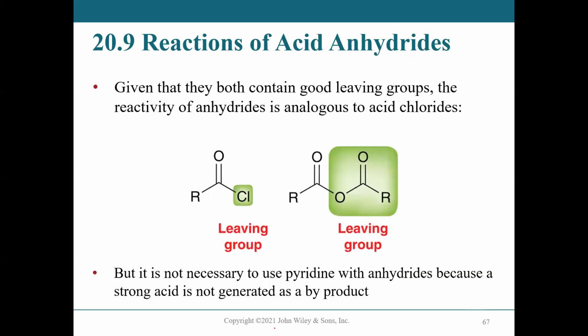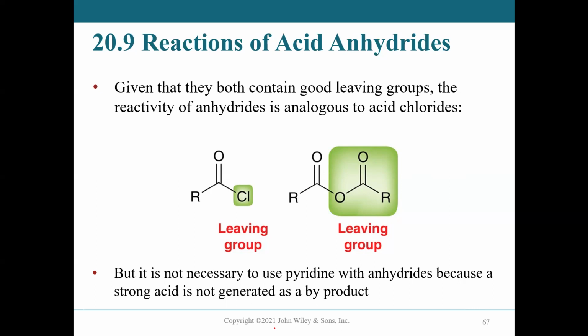So welcome to the study of the reaction of acid anhydrides. Given that they both contain good leaving groups, the reactivity of anhydrides is analogous to acid chlorides. With an acid chloride, the leaving group is a chloride ion, right? And the byproduct of the reaction is therefore HCl. With an acid anhydride, the leaving group is a carboxylate ion, and the byproduct is therefore a carboxylic acid.